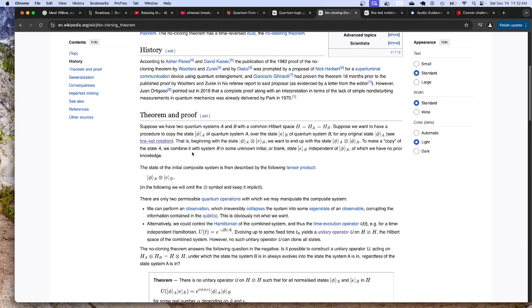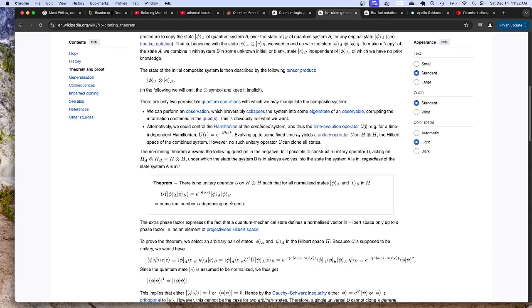Suppose we have two quantum systems, A and B. There are only two permissible quantum operations with which we may manipulate the composite system. We can perform an observation, which irreversibly collapses the system into some eigenstate of an observable, corrupting the information contained in the qubits. This is obviously not what we want. Alternatively, we can control the Hamiltonian of the combined system, and thus the time evolution operator for a time-independent Hamiltonian. Evolving up to some fixed time T0 yields a unitary operator U on H tensor H, the Hilbert space of the combined system. However, no such unitary operator U can clone all states.